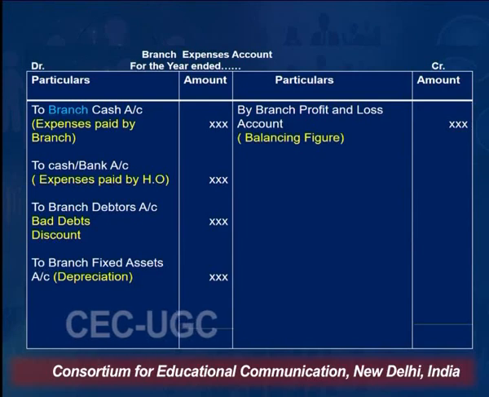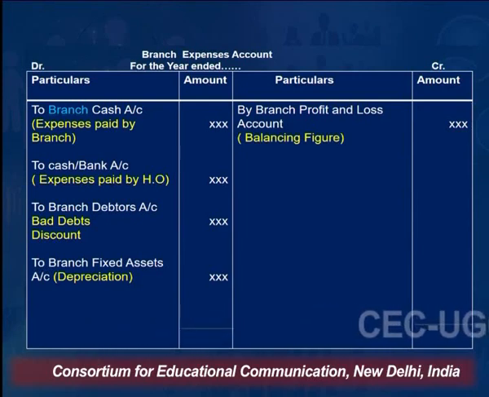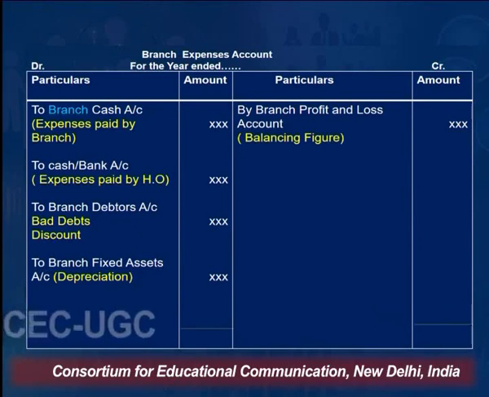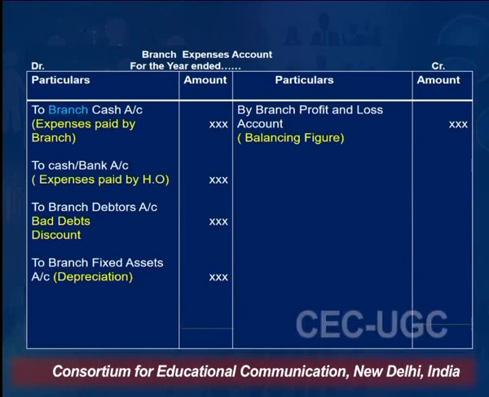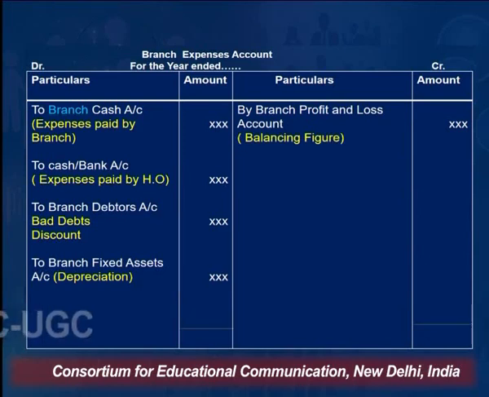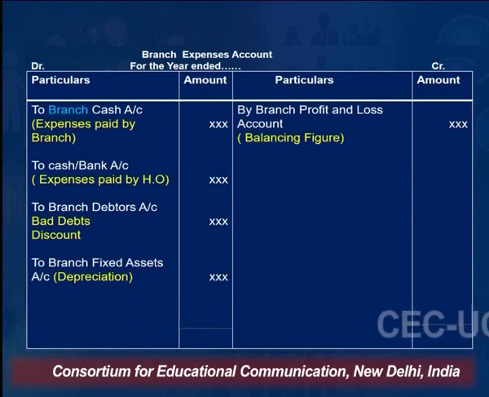cash, if expenses are paid by the branch, on the debit side. And the entry would be for the branch expenses. If it is given in the question that some branch expenses are paid by the branch itself, so definitely it is going to affect your branch cash. The entry would be in that case branch expenses account debit to branch cash. So it is shown on the debit side of this account.